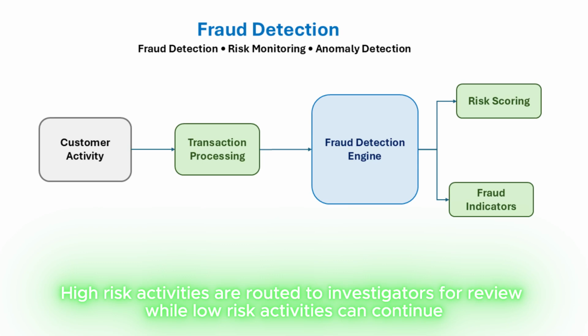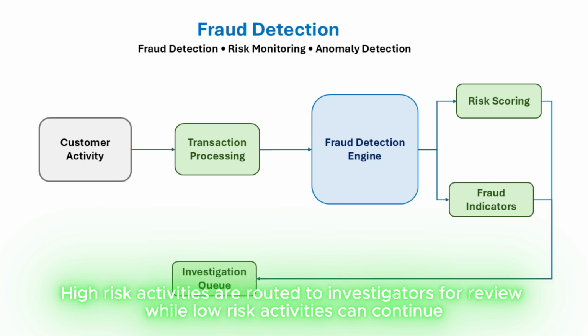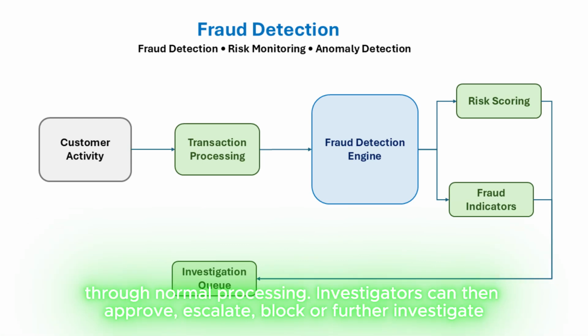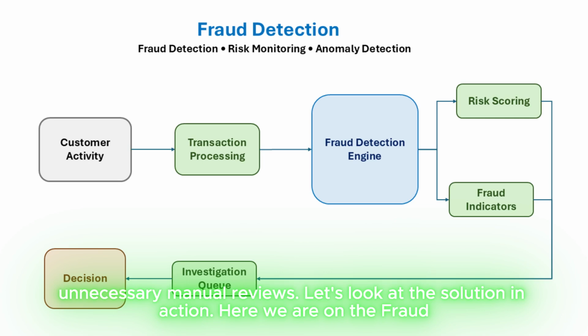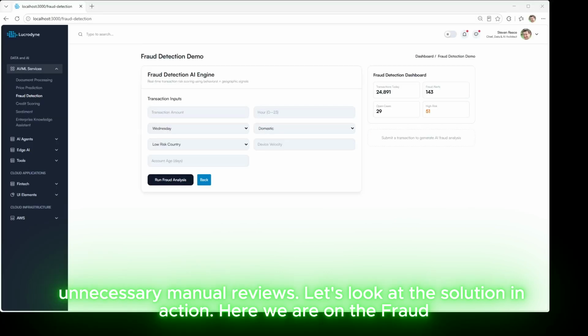High-risk activities are routed to investigators for review, while low-risk activities can continue through normal processing. Investigators can then approve, escalate, block, or further investigate the activity. This enables organizations to identify fraud earlier while reducing unnecessary manual reviews. Let's look at the solution in action.